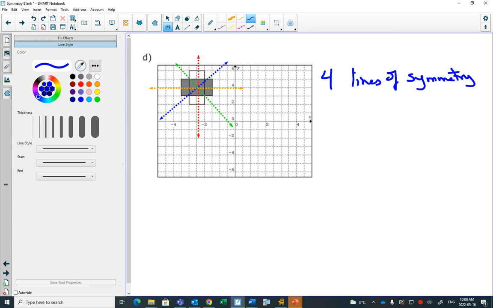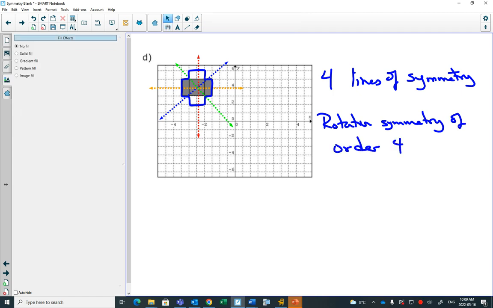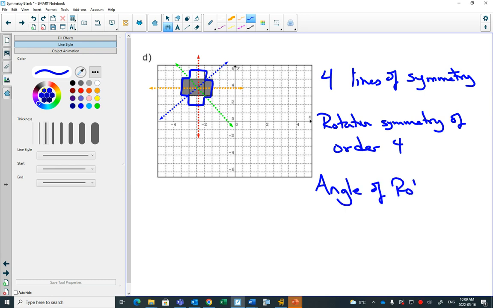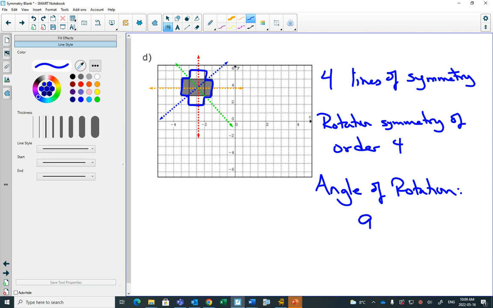For lines of symmetry, what about if I trace the whole thing? It'd be 4, right? Angle of rotation, rotation symmetry of order 4. Why is it 4? Because if I take the shape, bing, bing, bing, bing. So what is the angle? 90 degrees.